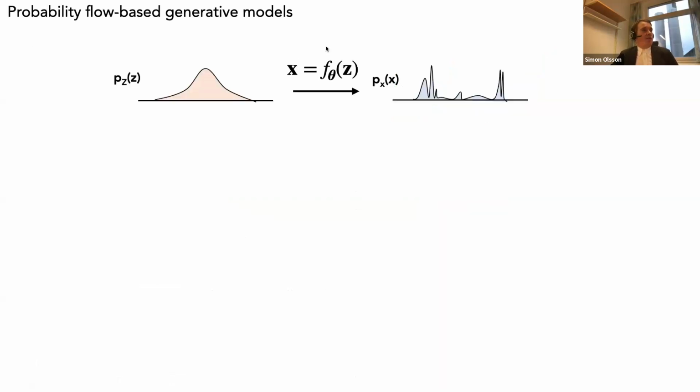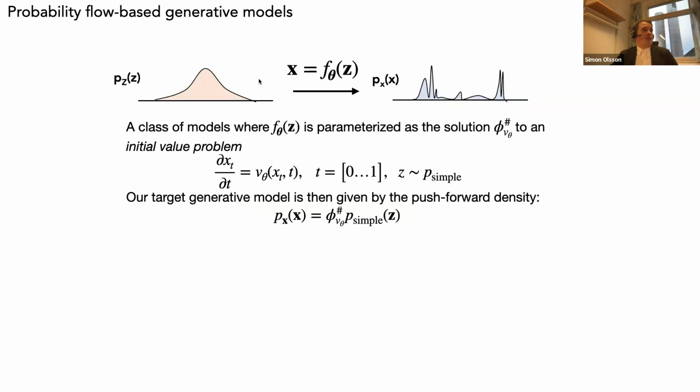So, a brief primer on this, if you're not familiar with it. If you're very familiar with it, I apologize. The basic idea of probability flow generative models is that we parameterize a model, this f, as the solution to an initial value problem of an ODE, where the initial conditions are drawn from a simple distribution p_z, for instance a Gaussian or uniform distribution, depending on your domain. Then we parameterize this velocity field in such a way that the push-forward density closely matches our Boltzmann distribution or data distribution.